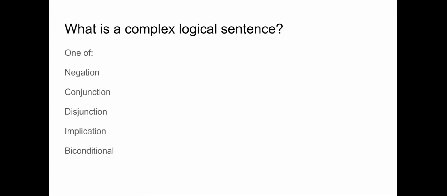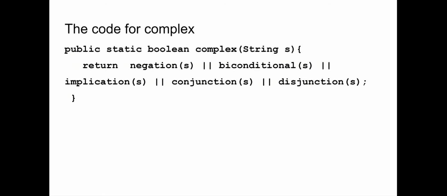Now then, let's review our formal logic. What is a complex logical sentence? A complex logical sentence is either a negation, a conjunction, a disjunction, an implication, or a biconditional. That's it. We have now defined what a logical sentence is in formal logic. We're probably not going to be able to write the code for all 5 of these, but I bet we can write the code for one of them.